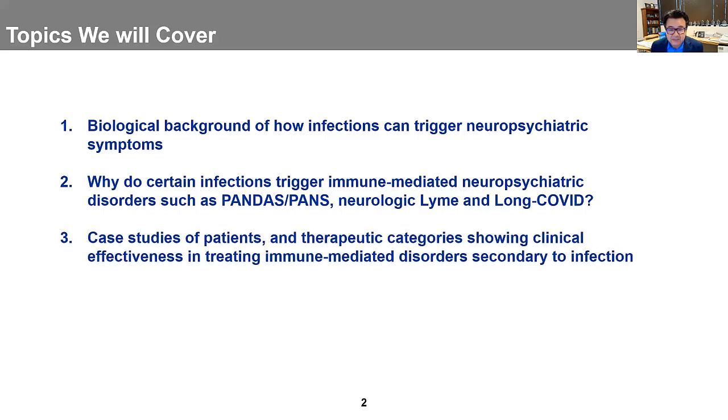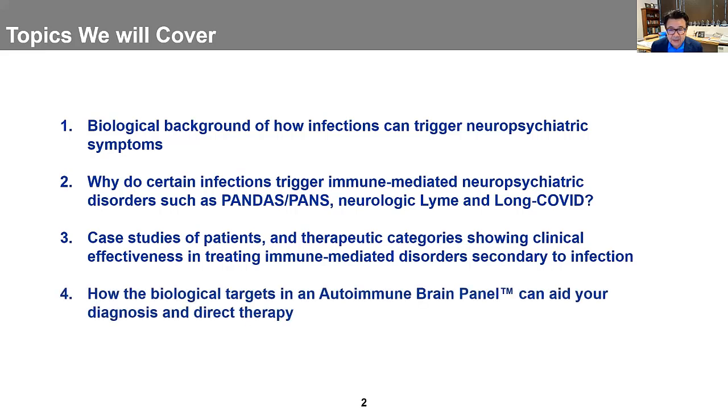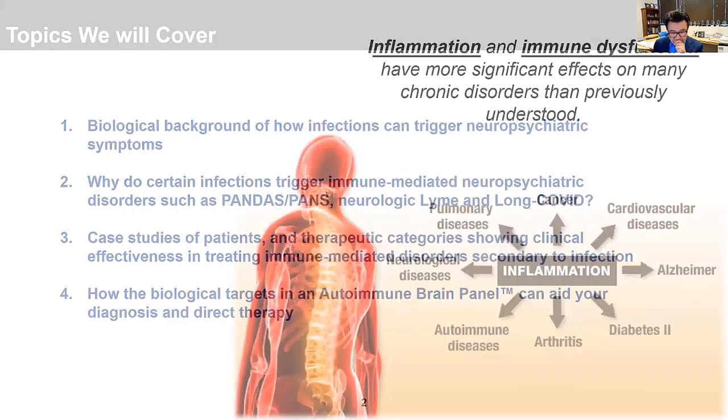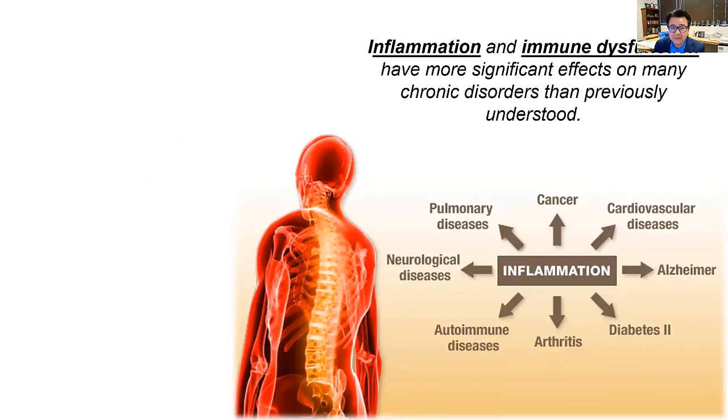We'll go over some case studies of patients, and we'll talk about some of the therapeutic categories that have shown clinical effectiveness when treating these immune-mediated disorders that are secondary to an infection. And then we'll look at the biological targets in the Autoimmune Brain Panel and specifically identify these as to their biological function, and then how they can aid your diagnosis of these disorders and how they can help in directing therapy.